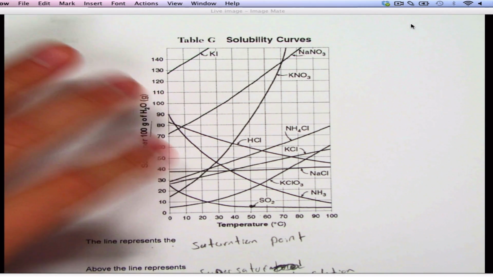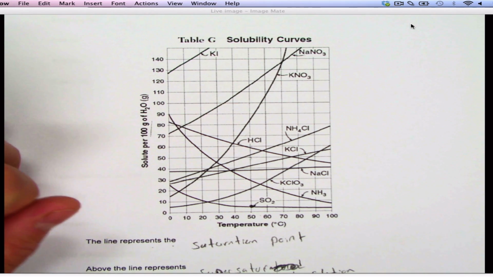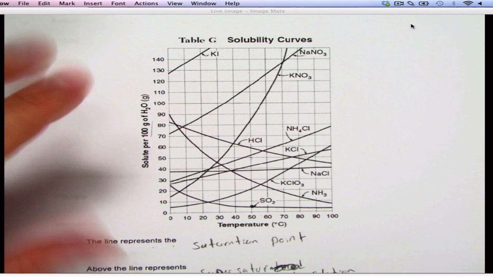So looking at solubility curves, you get some ideas of how much you can dissolve of different compounds in different amounts of water at different temperatures. You just have to know what it says to be able to read it.